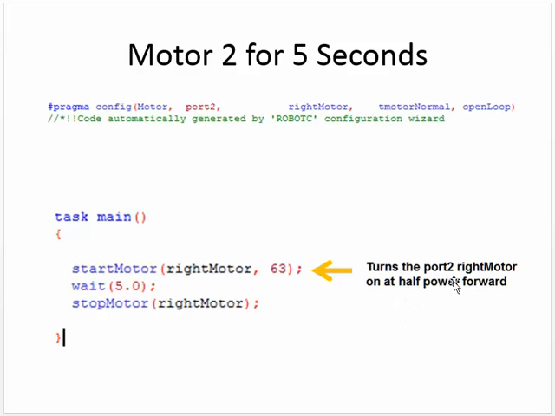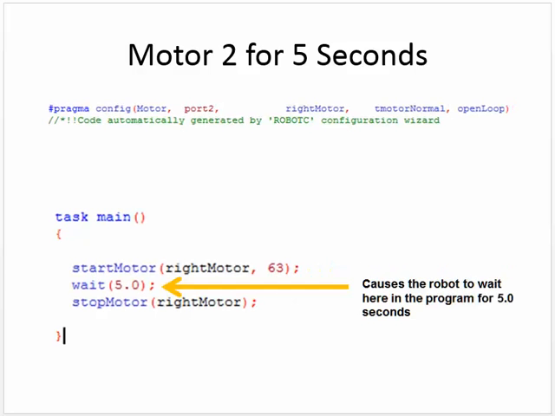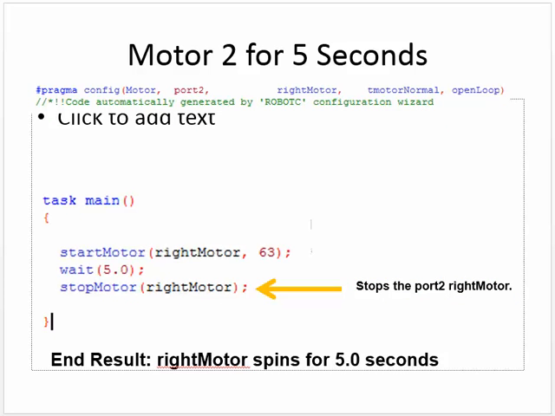Here they're saying turn the right motor on at half power. 63 is half. It's actually 127 is full, so that's about half. Same thing here. They're telling you to wait. Notice, a command has to finish with the colons. I keep saying that. Here they're telling you that, again, we're going to stop the right motor.